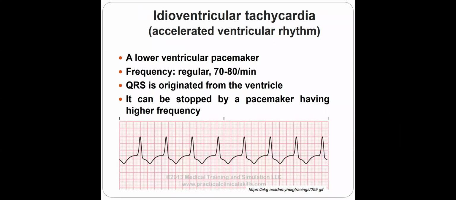Now, idioventricular or accelerated rhythm is very similar. We do have a ventricular impulse formation, but the rate is not 20 to 40, it's around 70 to 80, the normal rate. But these are ventricular complexes. And usually it can be stopped if you apply a pacemaker with a higher rate, and that will stop this idioventricular tachycardia or ventricular rhythm immediately.